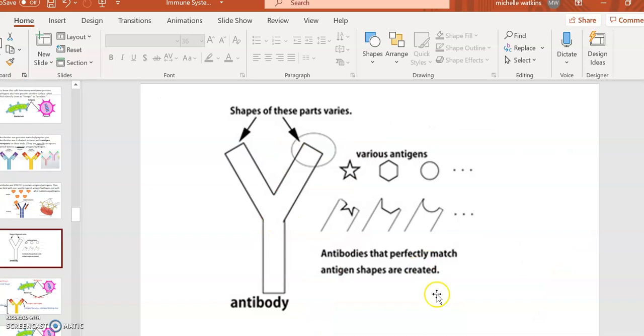Okay, this is the same exact thing. You can just look at it. I just want this to be very vivid for you: that the two tips of the antibody make it specific to bind to only one type of antigen or pathogen.